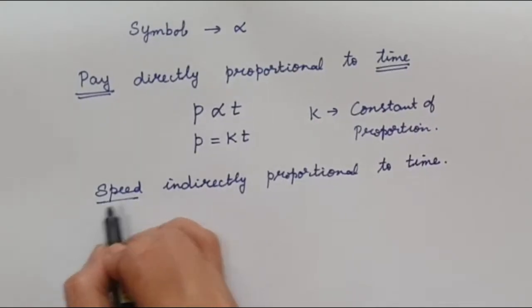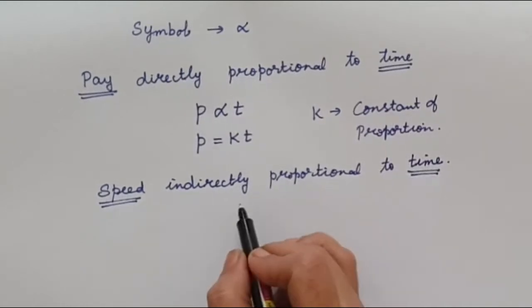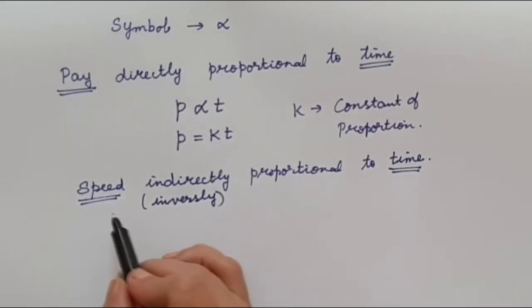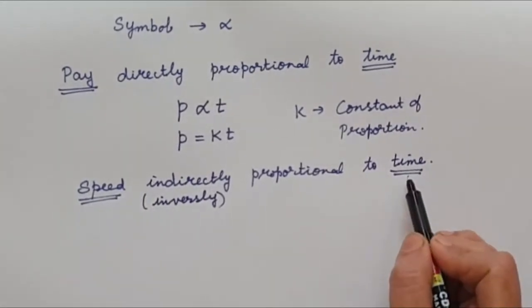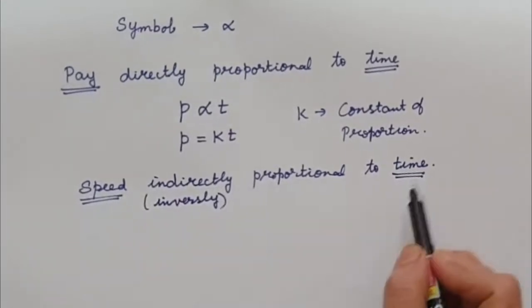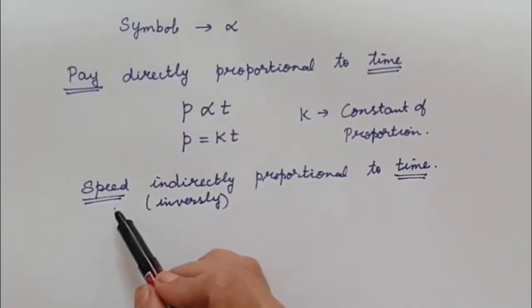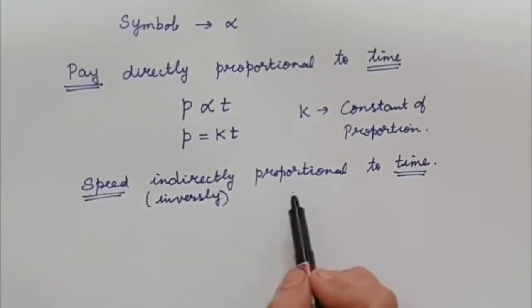Now when we take the speed and the time, they are inversely proportional or indirectly proportional. When we increase the car speed, the time taken to travel the distance decreases. When we reduce the speed of the car, the time will increase. So when one quantity increases, the other quantity will reduce. That is called inverse proportion.